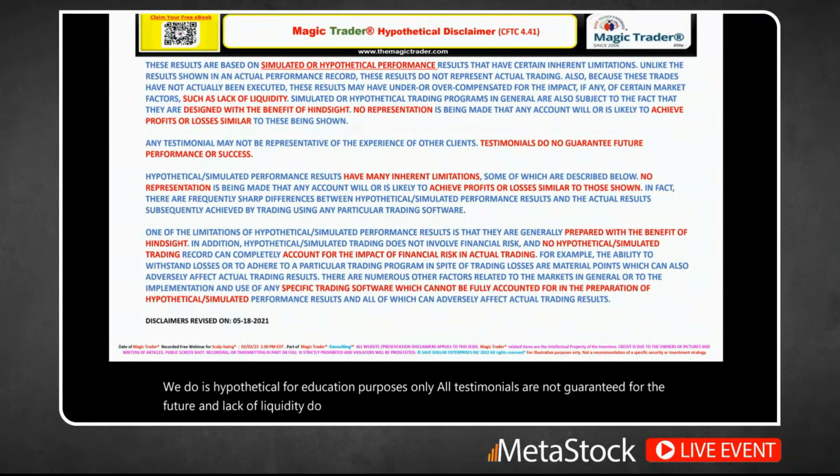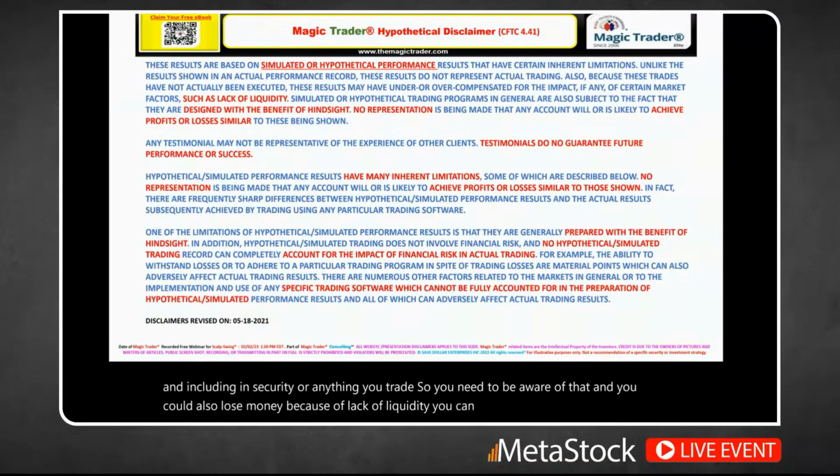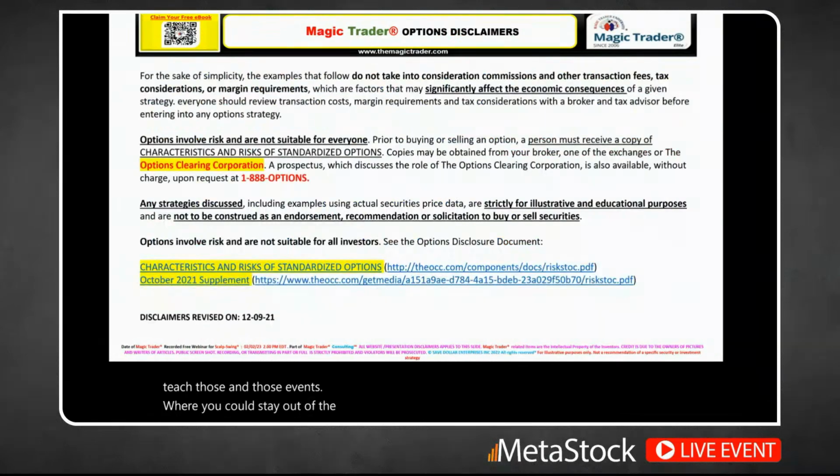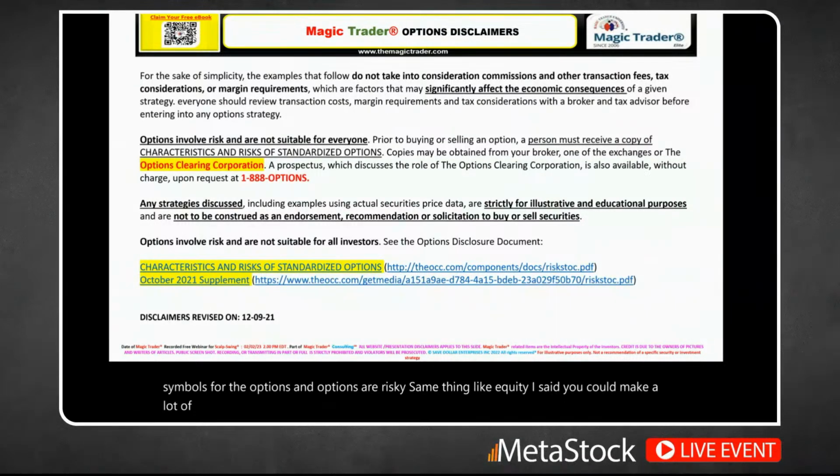Bid and ask spreads go wide enough, including in options and including in security or anything you trade. So you need to be aware of that, and you could also lose money because of lack of liquidity. You can get out. In our alert room, we do teach those events where you could stay out of trouble. But there is no guarantee because human error always happens. Options, we do have symbols for the options, and options are risky. Same thing like equity, I said, you could make a lot of losses if certain strategies are adopted.